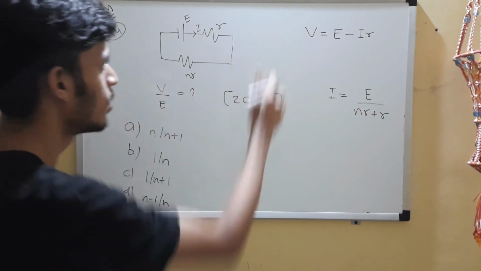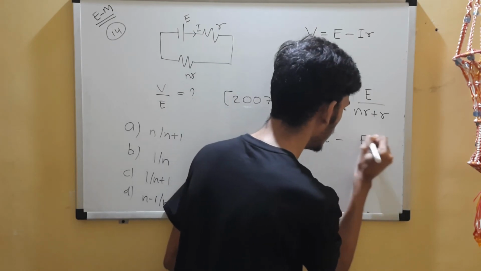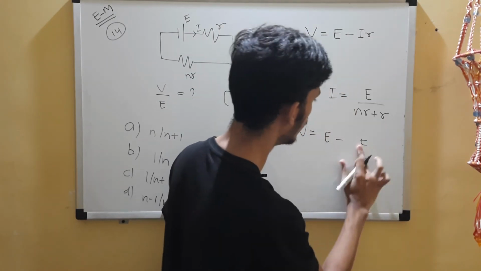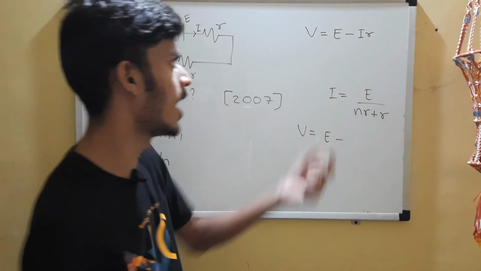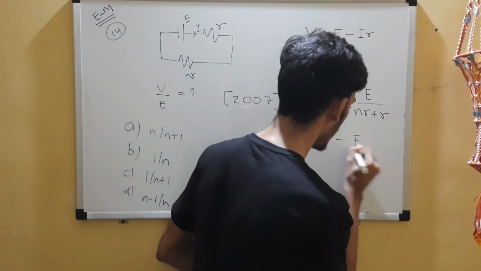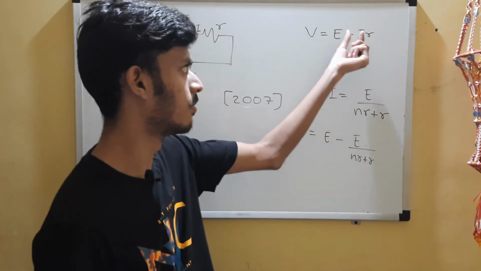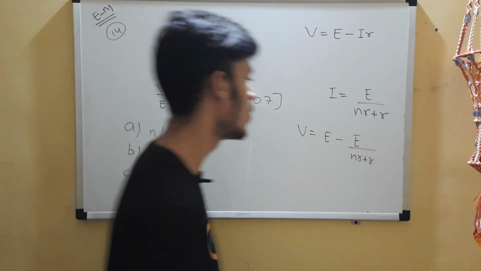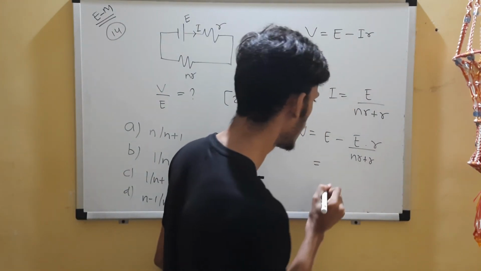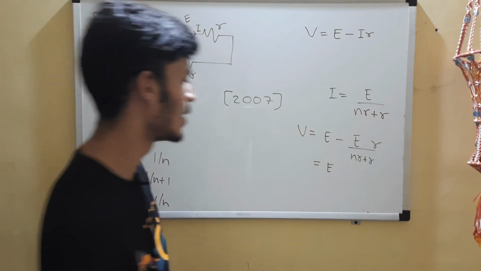So let's substitute this. V is equal to E minus Ir. Now I'm substituting the value of I over here. So I is E divided by nR plus R, into this r. This is I, right? And into r. So you can see that first of all you can take this E common, so you can obtain this ratio over here.